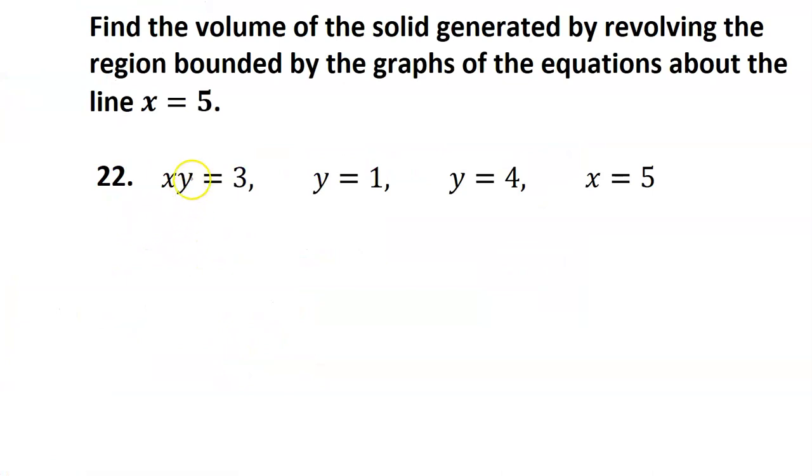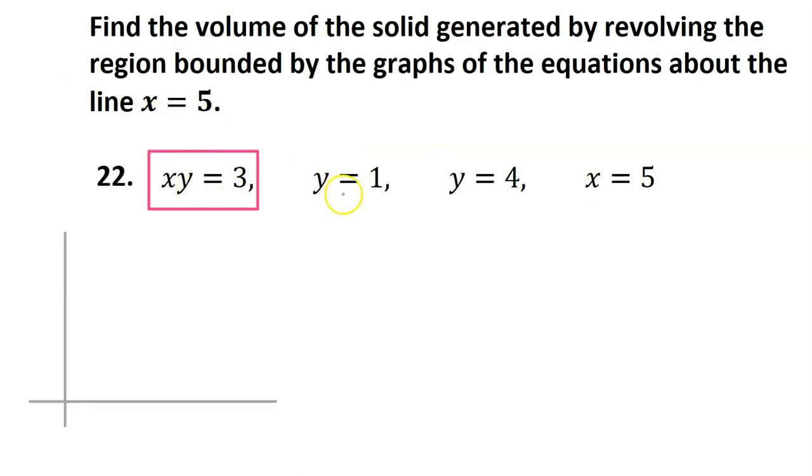For number 22, let's find the volume of the solid generated by revolving the region bounded by the graphs of the 4 equations shown about the line x equals 5. We need to sketch the 4 functions, starting with xy equals 3. Isolating the y, we get y is equal to 3 over x.